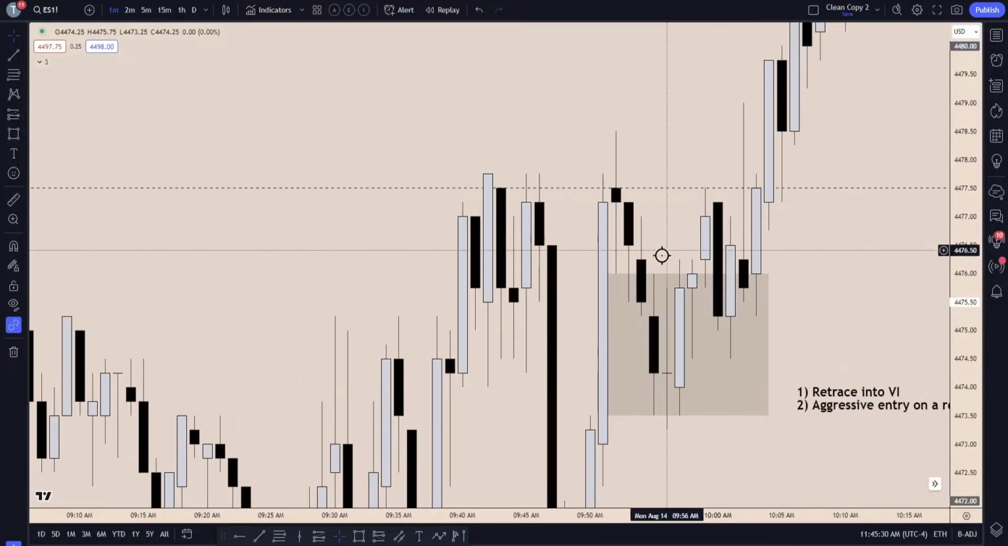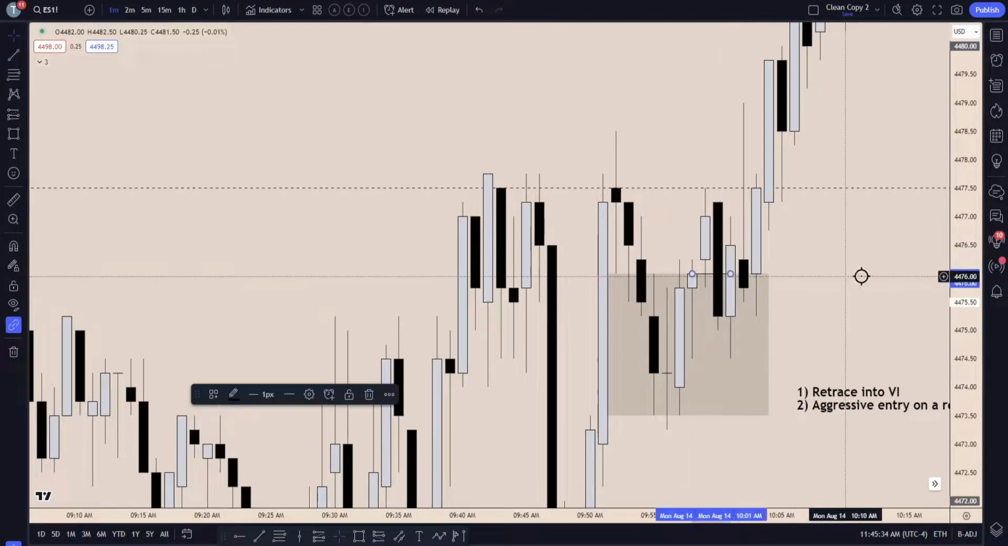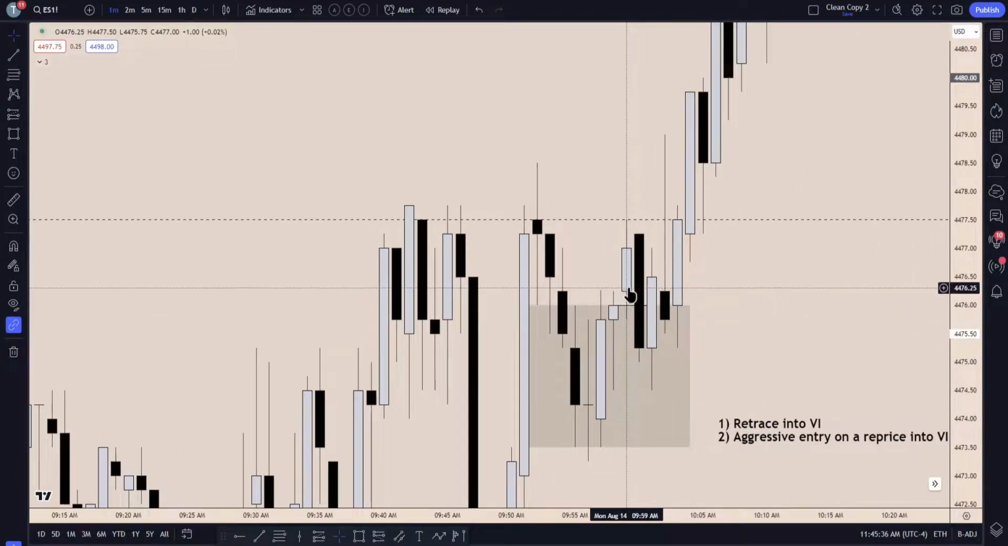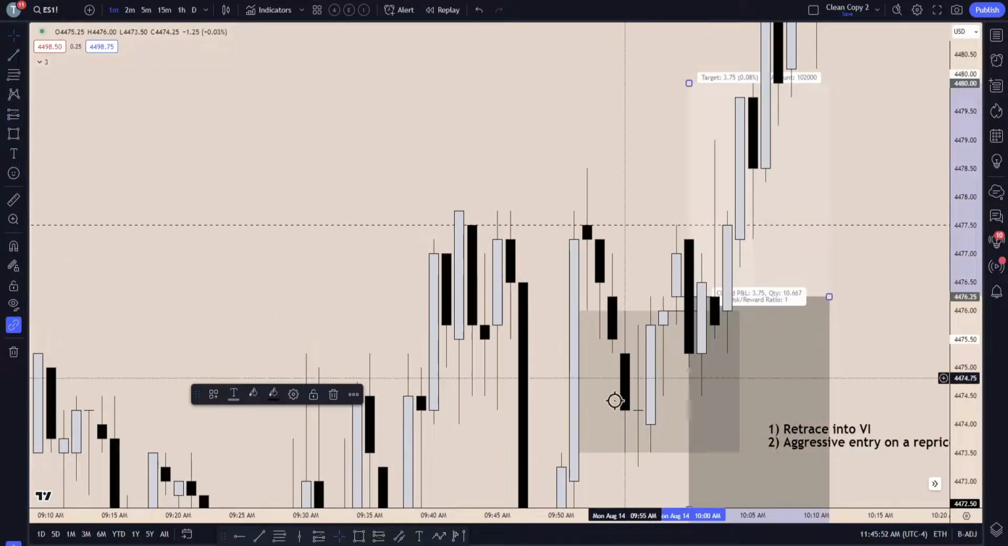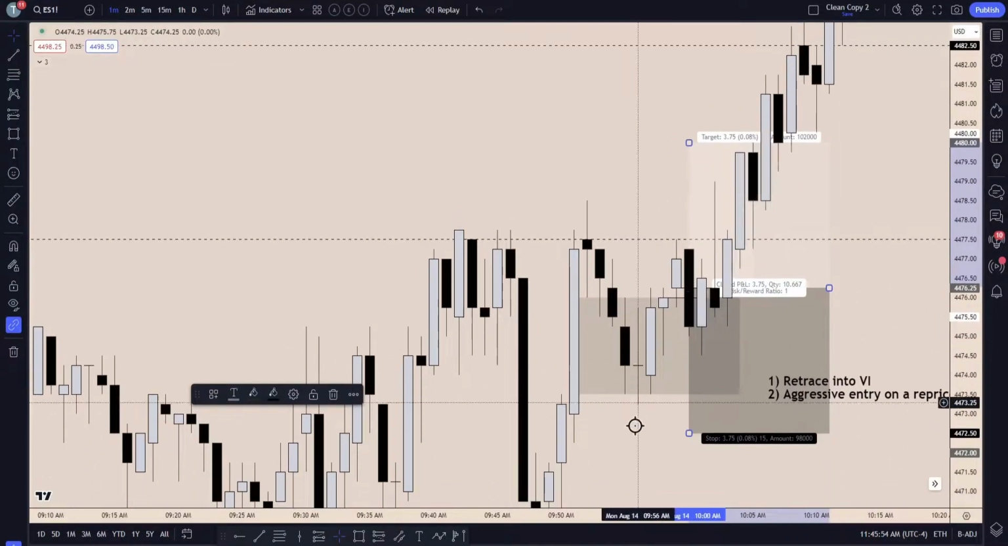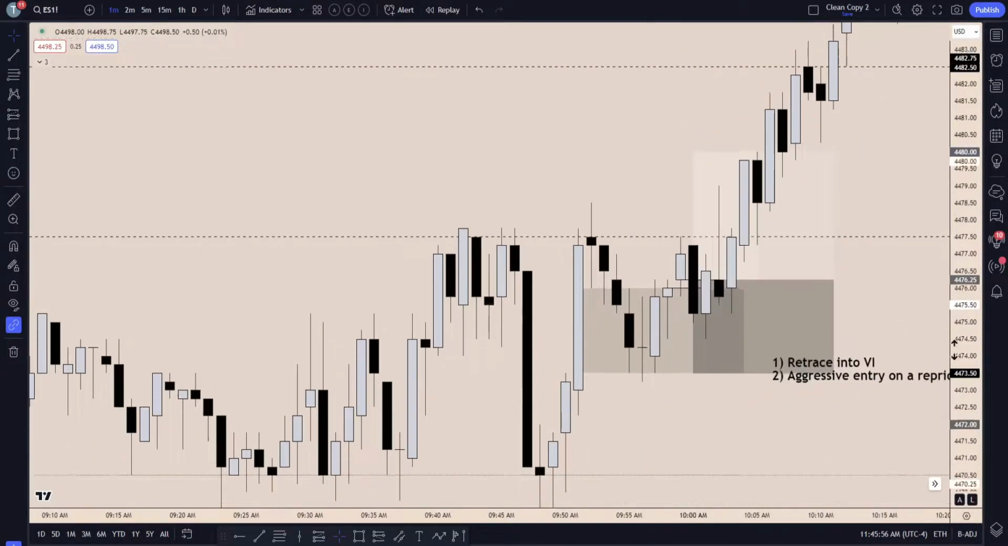So in this instance, I'm waiting for the volume imbalance to close. Not necessarily close, but just for this candle to close so this actually stays open. And once we notice that this volume imbalance remains open, the entry comes on the retracement into that. So this candle closes, the volume imbalance remains open. Entry would come on the very next candle to trade into that volume imbalance, and stop just underneath the swing low.